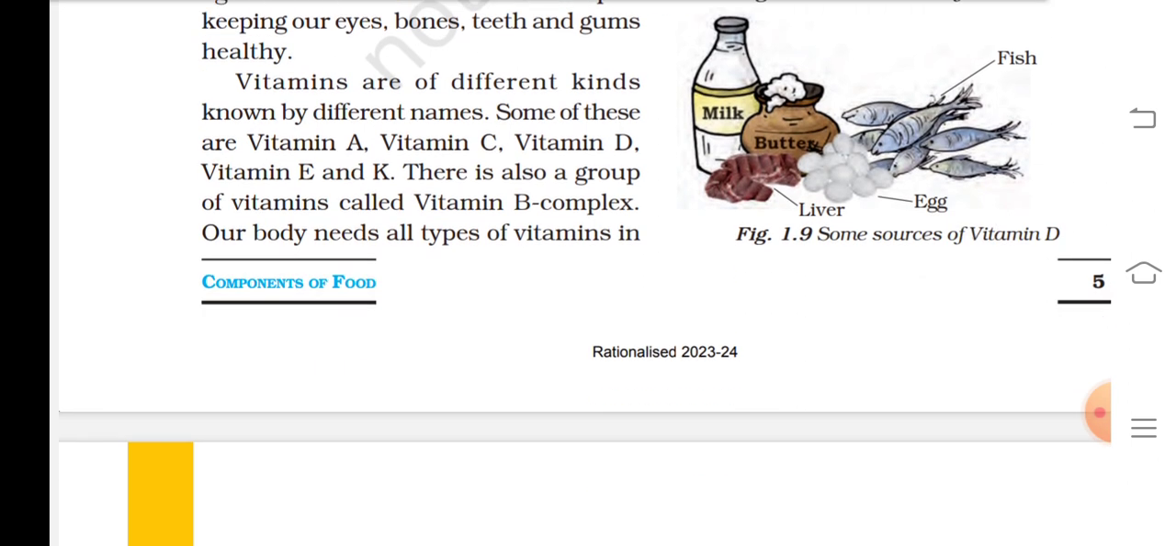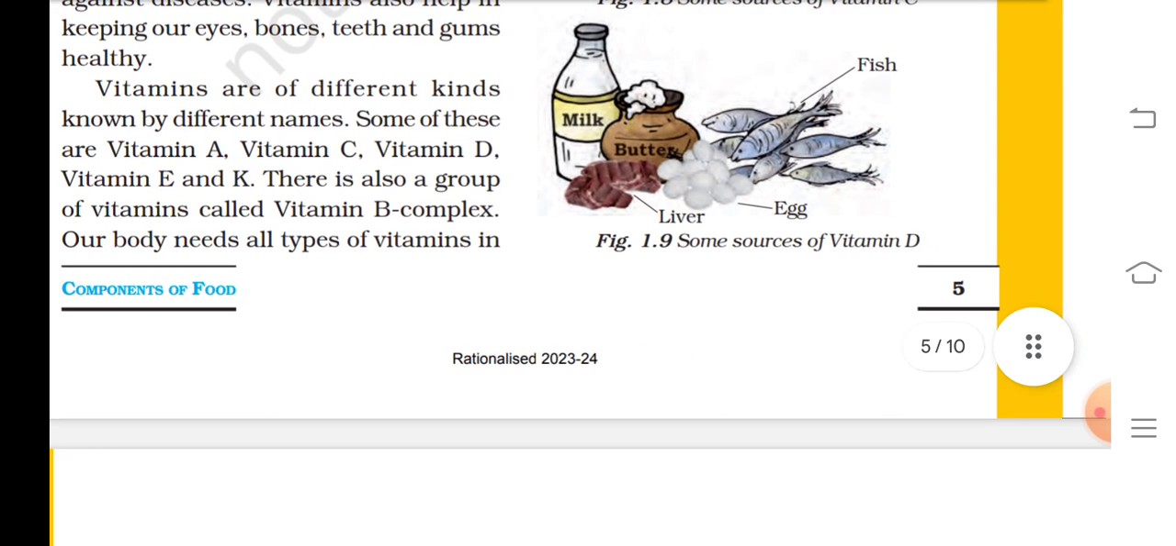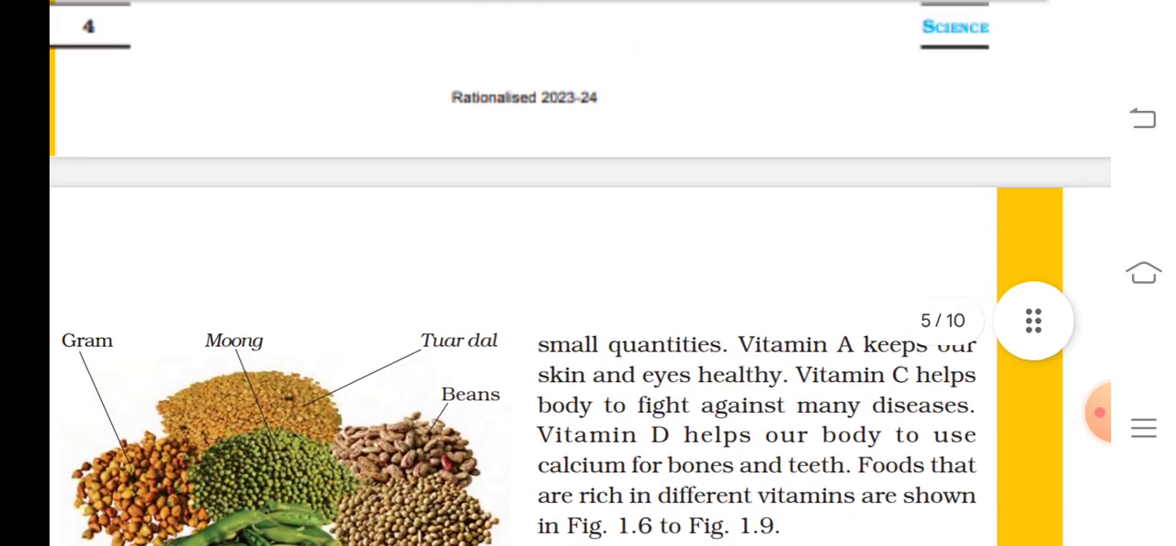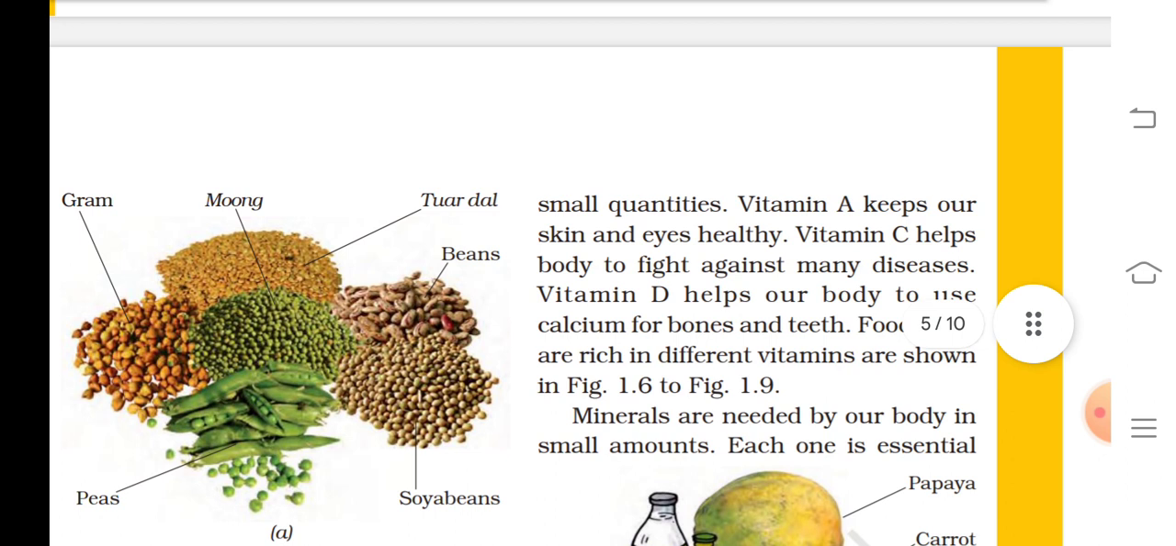Vitamins are of different kinds, known by different names. Some of these are vitamin A, vitamin C, vitamin D, vitamin E and K. There is also a group of vitamins called vitamin B complex. Our body needs all types of vitamins in small quantities. Vitamin A keeps our skin and eyes healthy.